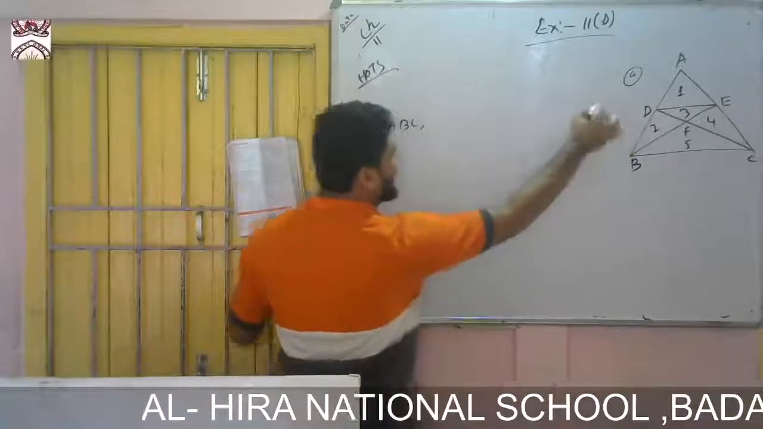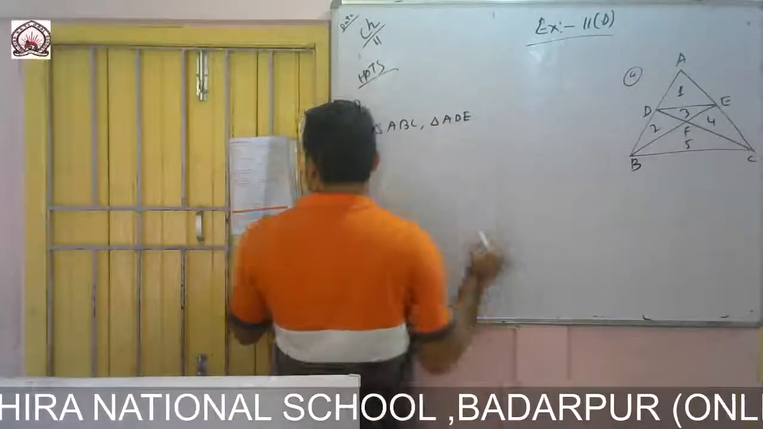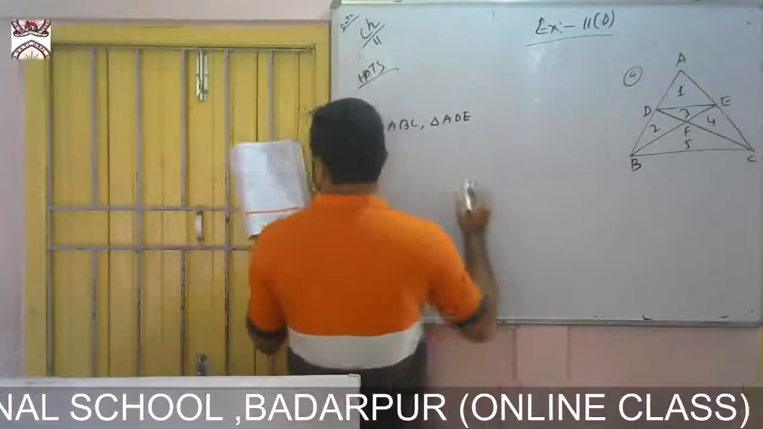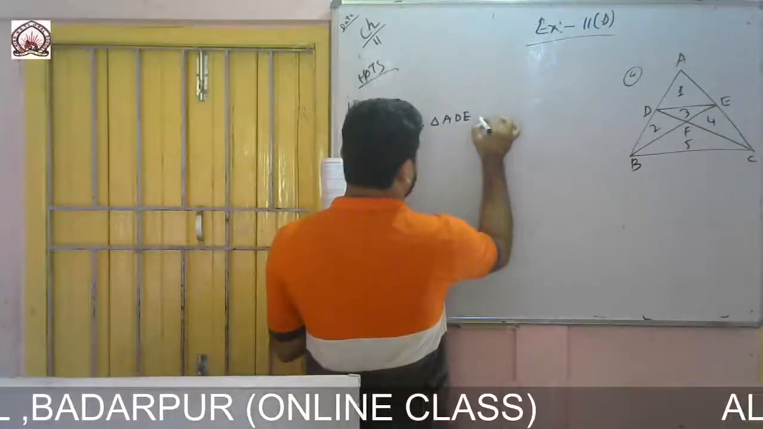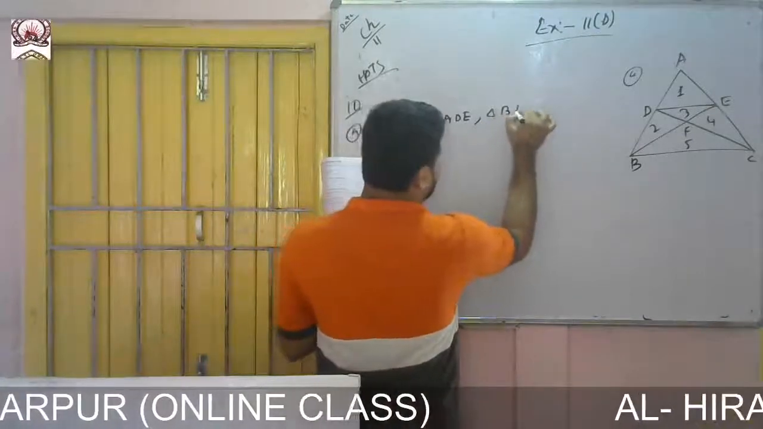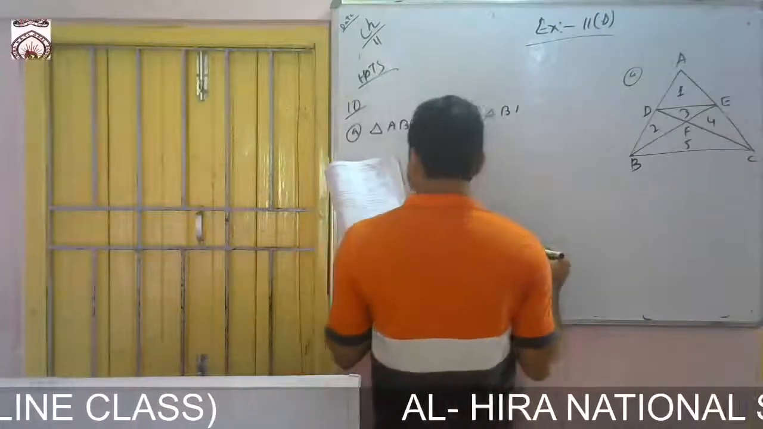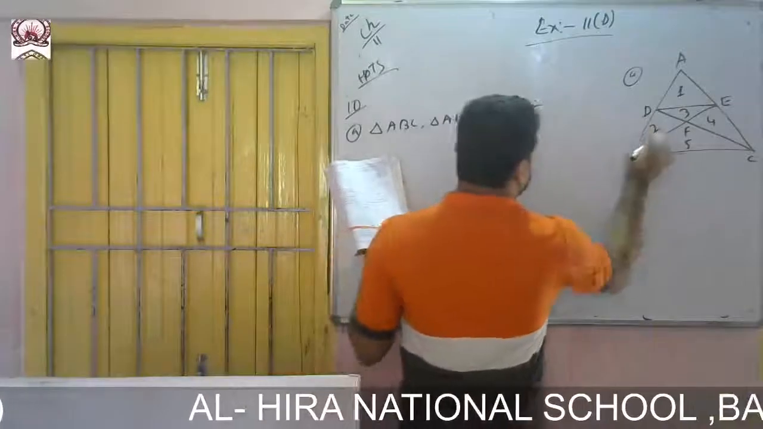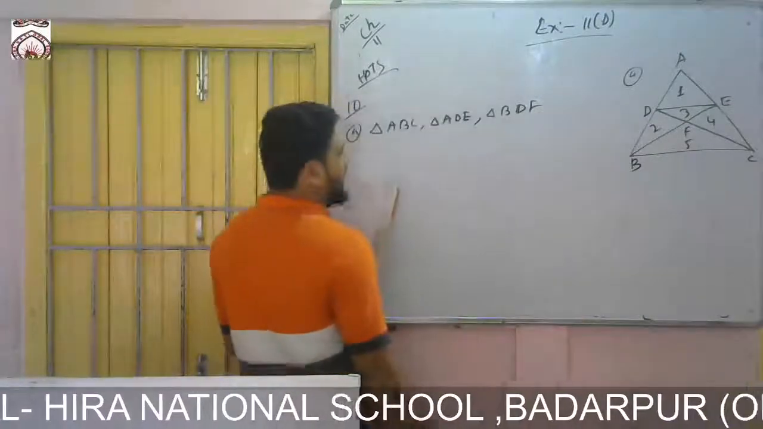Then triangle number 1, ADE. Triangle ADE. Then triangle Roman 2. Roman 2 will be what? Roman 2 will be BDE. Triangle BDE. Number 2 triangle. Then number 3 what? DEF.